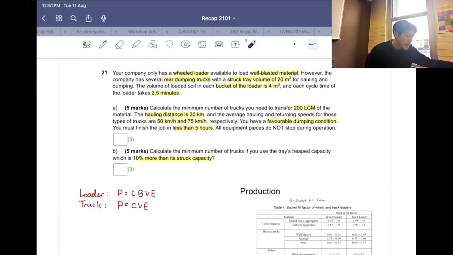Part A asks, calculate the minimum number of trucks you need to transfer 200 LCM of the material. The hauling distance is 30 kilometers. The average hauling and return speeds for these trucks are 50 and 75 kilometers per hour. You have favorable dumping conditions, and you must finish the job in less than 5 hours. All equipment pieces do not stop during operation. This part's actually quite important. Since they don't stop at any point, you're just finding the limiting factor for production. Whichever production time is shorter, that'll be your production time.